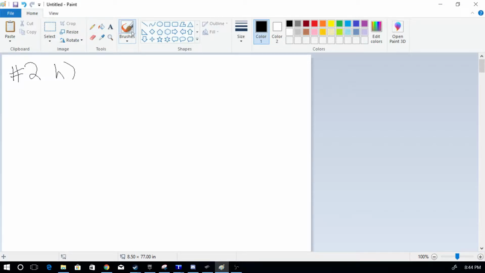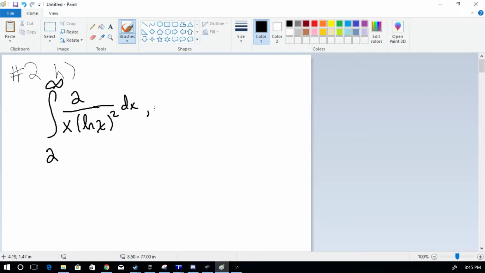Let's switch up. Let's get a paintbrush going, right? Oh, so much smoother. So it's going to be from 2 to infinity of 2 over x natural log of x squared dx. This is going to be our problem. Okay.